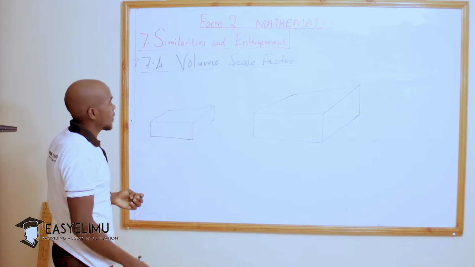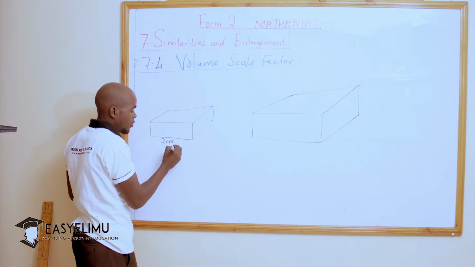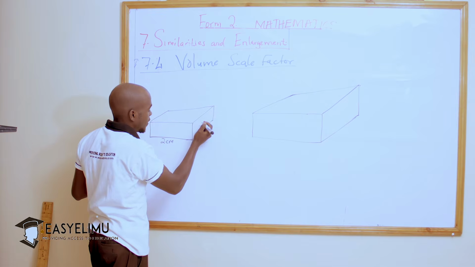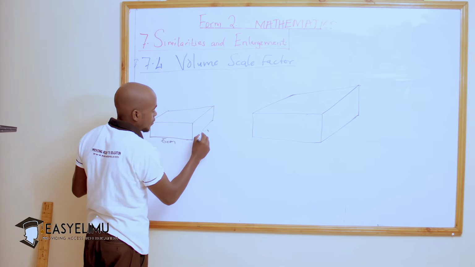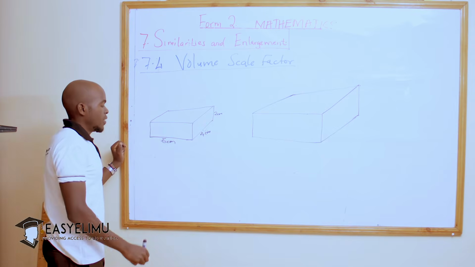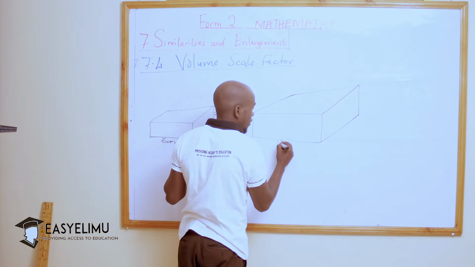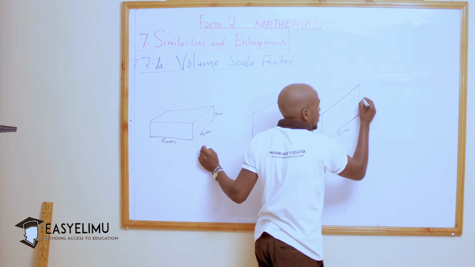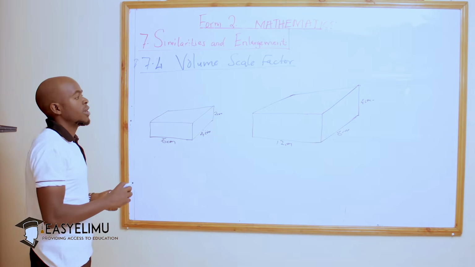Let's consider two cuboids here. This one here having measurements of, let's just say, be realistic, 6 centimeters, 4 centimeters, and here 2 centimeters. And you find out that this one here is 12 centimeters, this one is 8 centimeters, and this one is 4 centimeters. So meaning the height of that other cuboid is 4 centimeters.